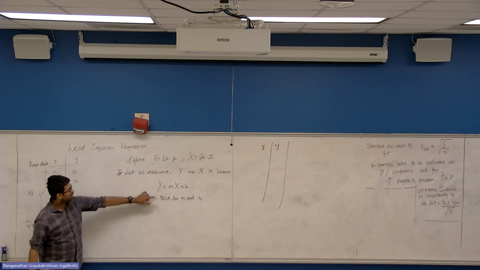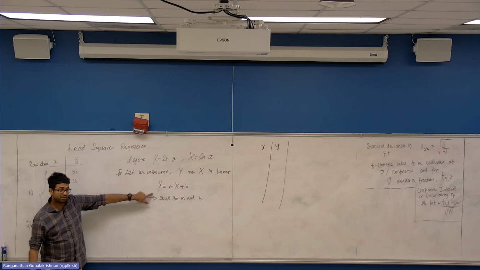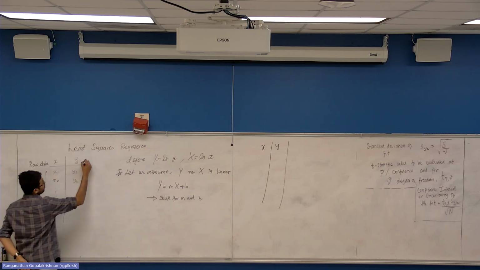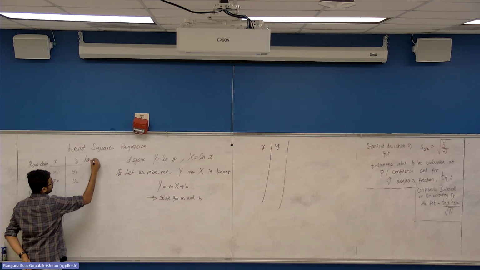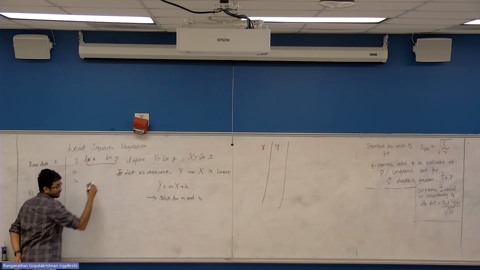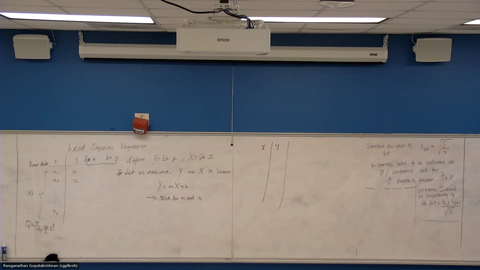This m and b are based on the transformed x and y. So don't use the original data directly. You'll have to open a column, ln x, ln y, and work with that set. Again, those values will also be provided to you. You don't have to do the calculation.